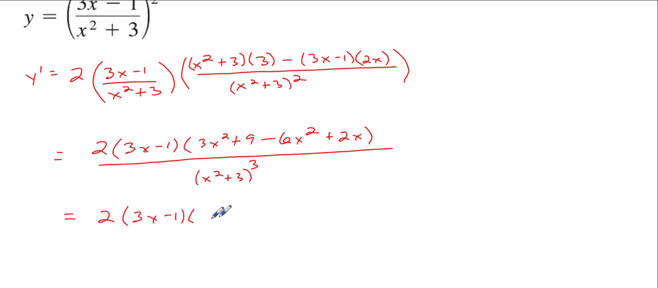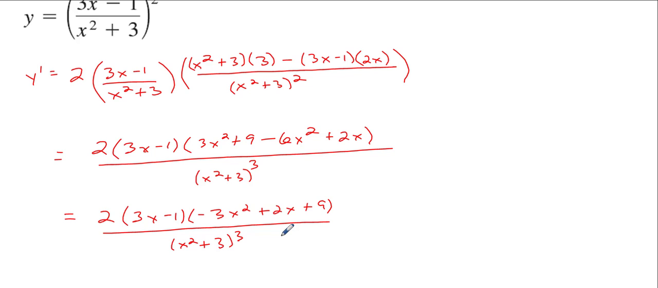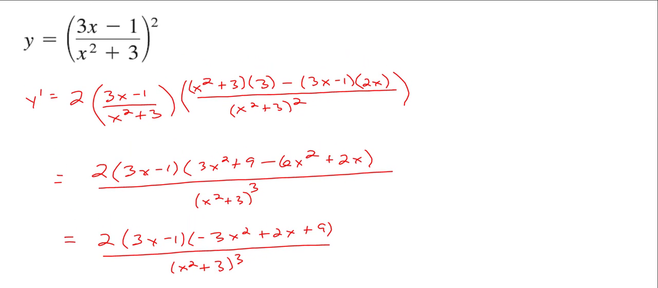Okay, that'd be what? Negative 3x squared plus 2x plus 9, all over x squared plus 3 cubed. We easily could set the numerator equal to 0, could set the denominator equal to 0, and do other things with this derivative if need be. Questions?